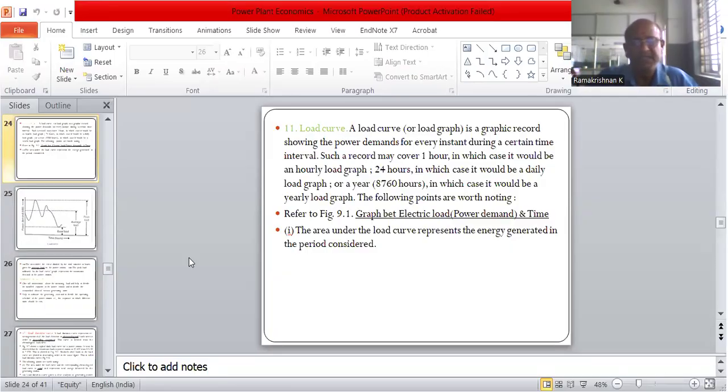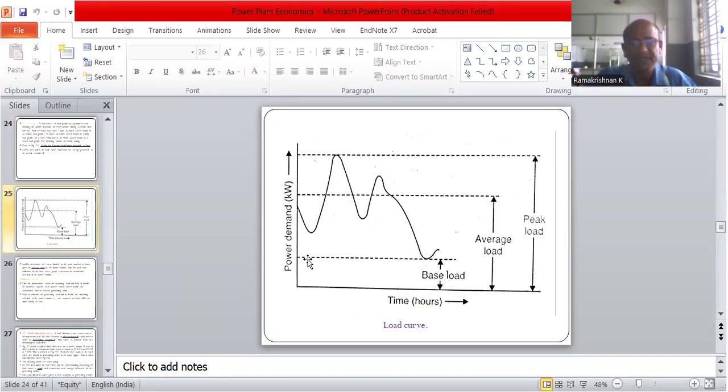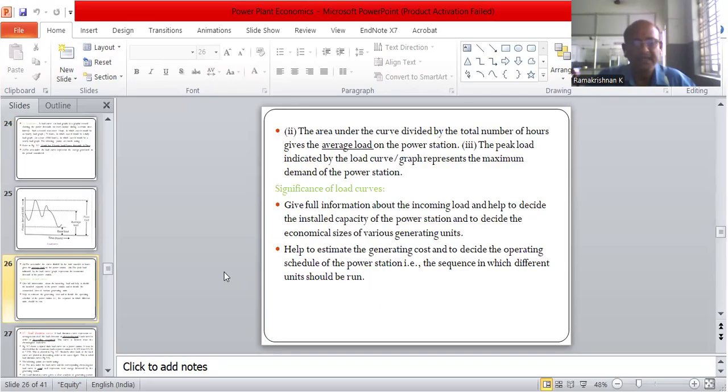Here is some information that can be drawn from the load curve. The area under the curve represents the total energy generated over the given period of time. Next, the area under the curve divided by the total number of hours gives the average load of the particular power plant. Here we can also easily identify the peak load of the plant.